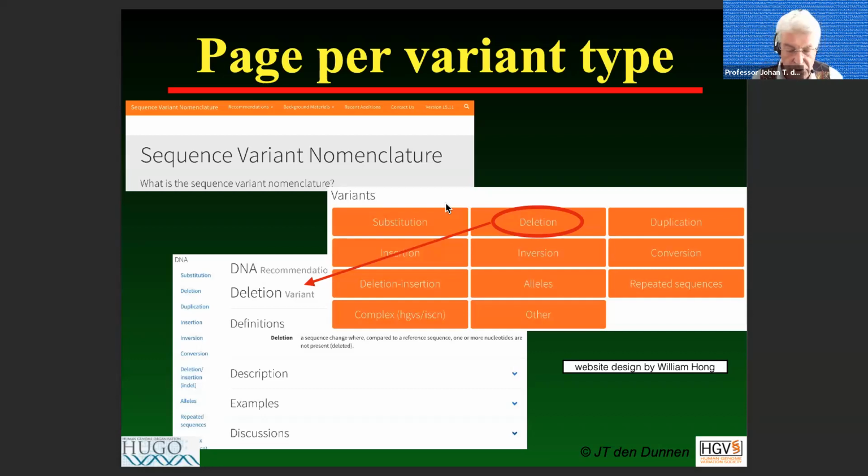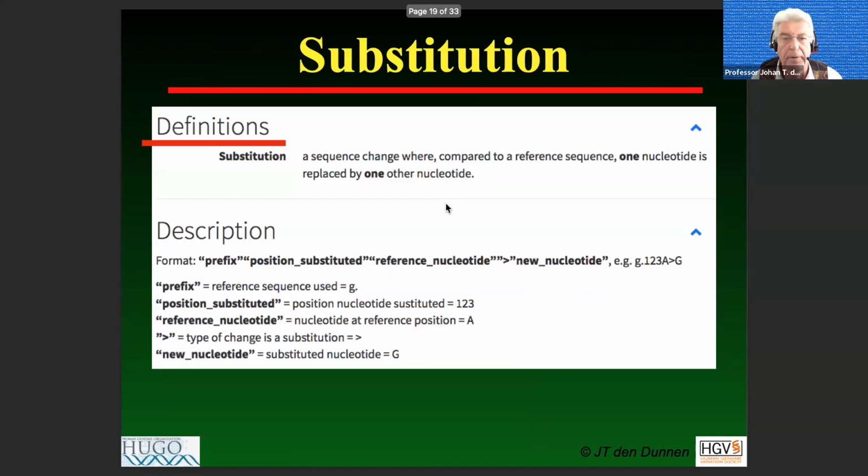And then in the discussion part, there are some relevant questions which are discussed, things that are useful to explain why we got to some specific choice. Sometimes it's a little bit debatable whether you describe it using format A or B. Then you can find in the discussion part an explanation why one type of format was selected over another type.